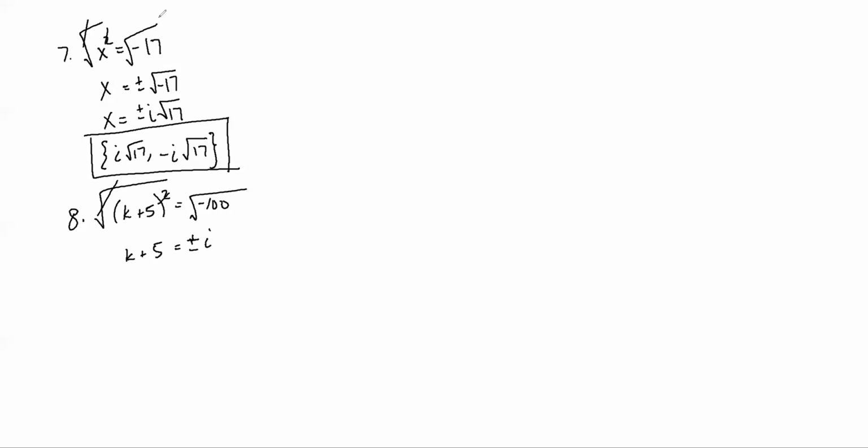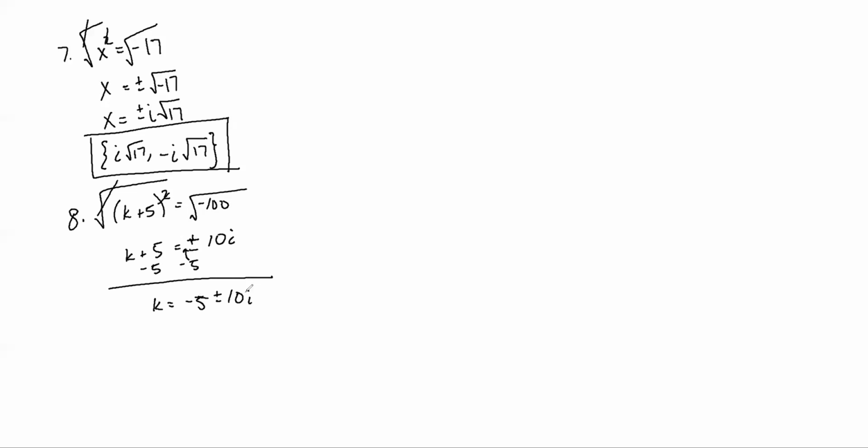So I'm actually going to backtrack a little bit because we can take the square root of 100. I'll put that 10 first and then the i. So we have positive and negative 10i. And now let's subtract over the 5. And once again, I'm going to put that negative 5 in the front. And we have negative 5 plus or minus 10i.